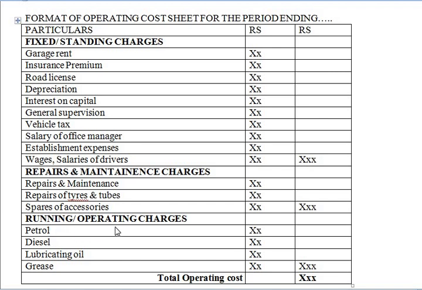Next is running or operating charges. In the sense, every time you will be incurring expenses. It will not be like fixed. Suppose you have kept the buses in the godown, so there is no transportation. In such a case, you will not need petrol or diesel, so expenses incurred for such items will be very less. Such expenses are petrol, diesel, lubricating oil, grease. These are a few of the expenses. Now we need to make the total, so we will get the total operating cost.